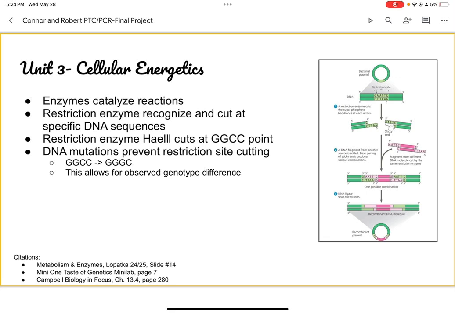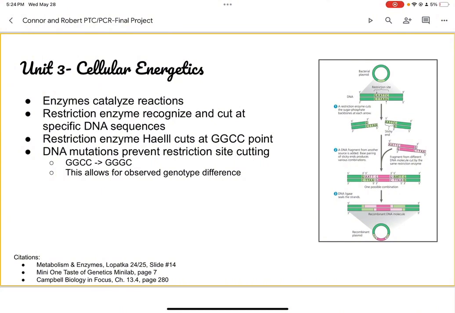Next up, Unit 3, Cellular Energetics. Enzymes are biological catalysts that dramatically speed up biochemical reactions by lowering activation energy, which is the barrier that must be overcome for reactions to proceed. They achieve this through precisely shaped active sites that bind to specific substrates, forming enzyme-substrate complexes. In our experiment, we use restriction enzymes that recognize the DNA sequence GGCC and cleave both strands between the G and C nucleotides. This enzyme evolved in bacteria as a defense mechanism against foreign DNA.